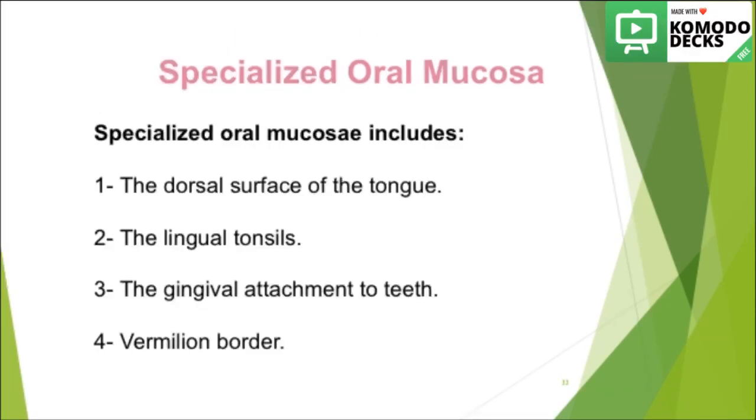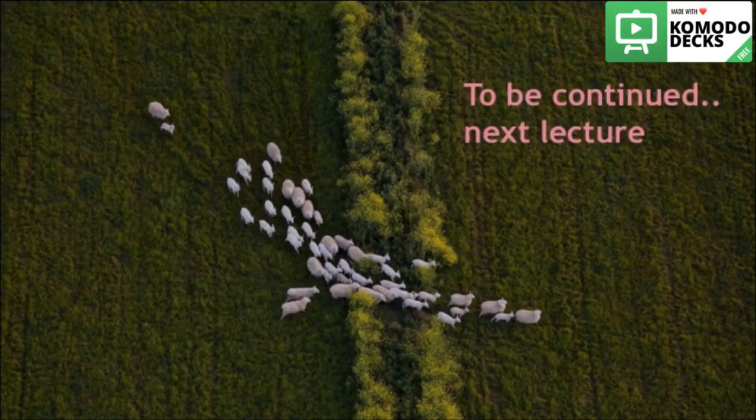The specialized oral mucosa includes the dorsum of the tongue, the lingual tonsils, the gingival attachment to teeth, and the vermilion border. These will be considered in detail in the next lecture.